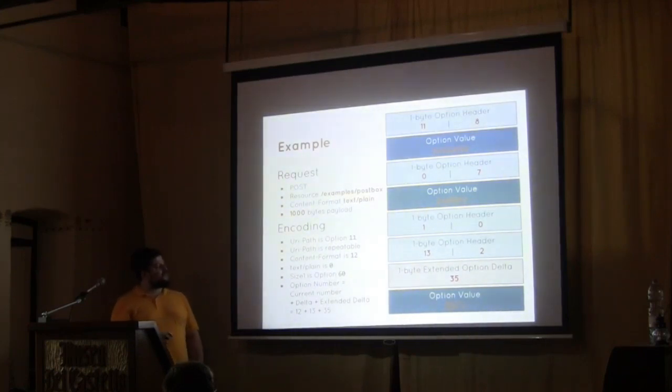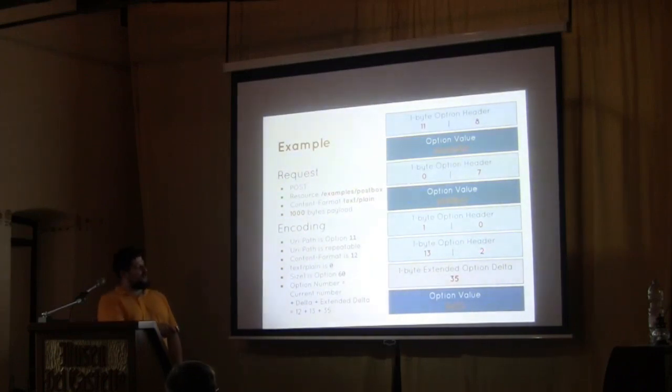Next option, we have a difference of 13. So we were at 12, so it's 25. Length will be 2. The thing is, 13 is a special one. It tells us there will be 1 more byte to encode actually the thing. So we are at 25 plus 35. We are at 60. And 60, that's Size1. And we know, okay, 2 bytes will be following. And the value is 1000. That's the Size1 option. It tells us that the request has 1000 bytes. And that's basically how we encode it.